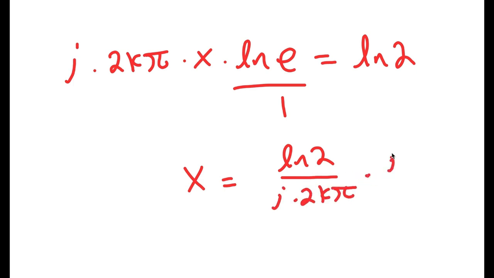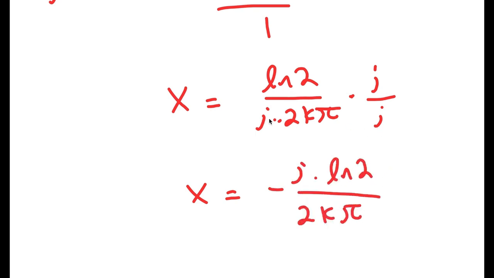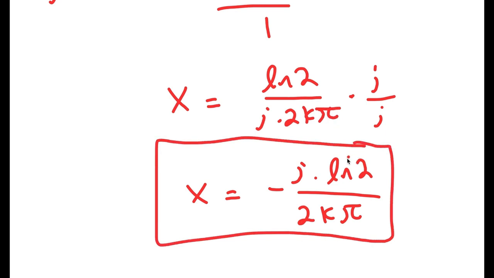And now I'm going to multiply this by I over I. So I get x is equal to negative I times ln 2 over 2k pi, because I squared is negative 1. So this is my solution.